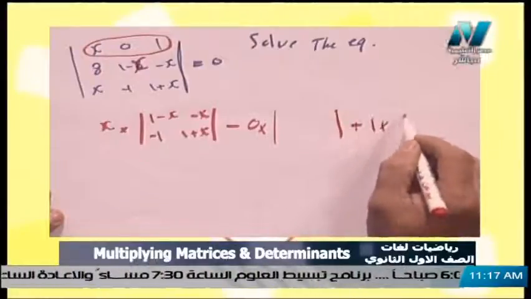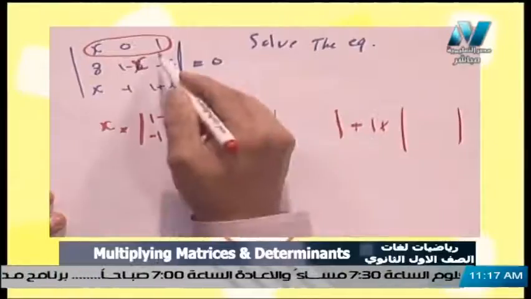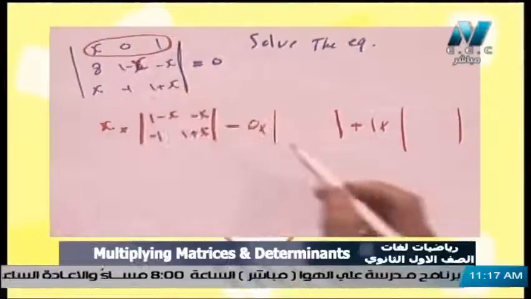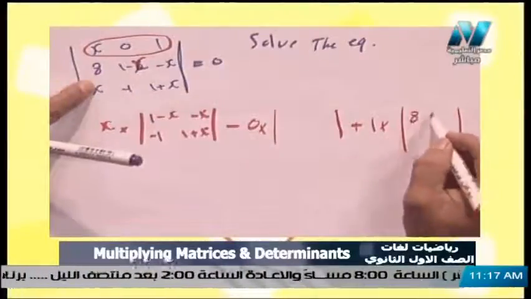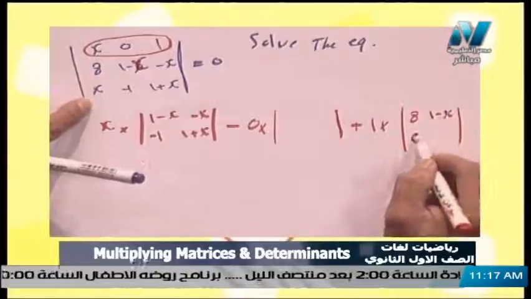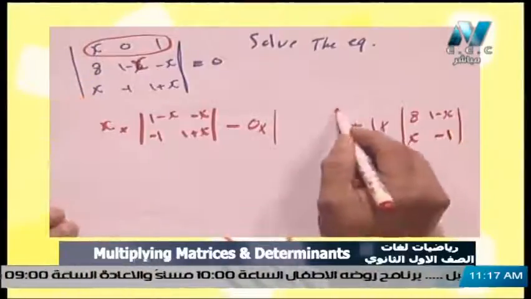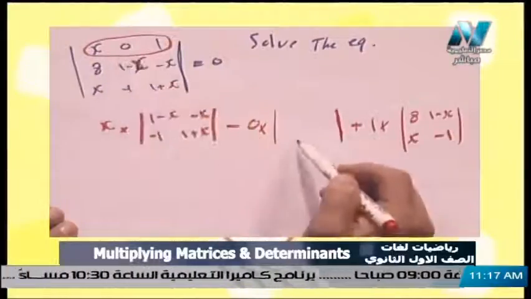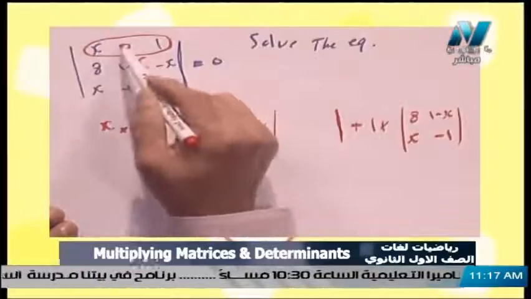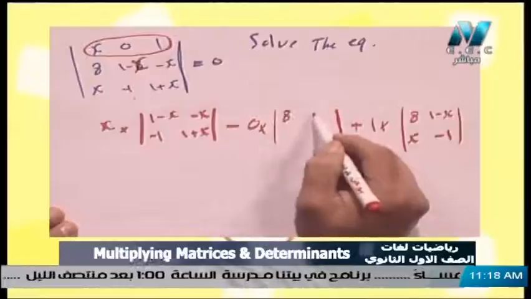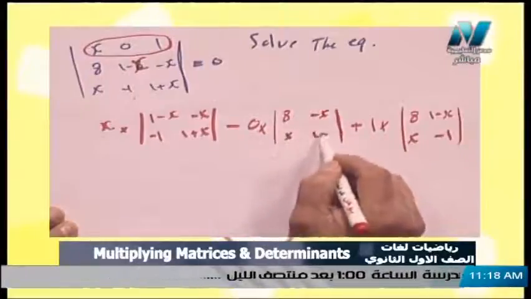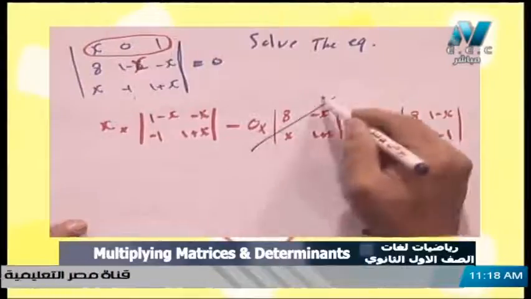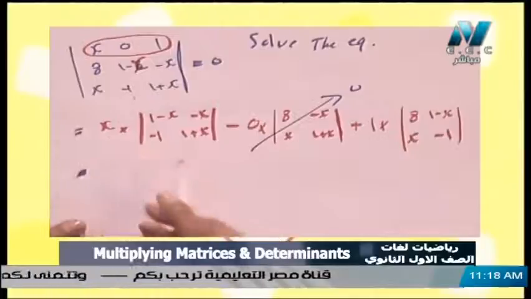Plus 1 multiplied. We cancel the first row and the third column to write 8, 1 minus x, x, and negative 1. And if you like to write this determinant, cancel the 0 column and row. It will be 8, negative x, x, and 1 plus x. Now this part will be equal to 0. We will concentrate on this one.